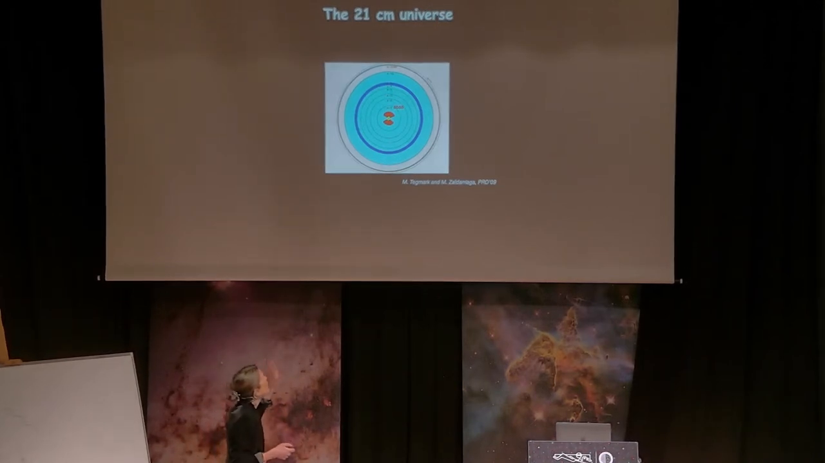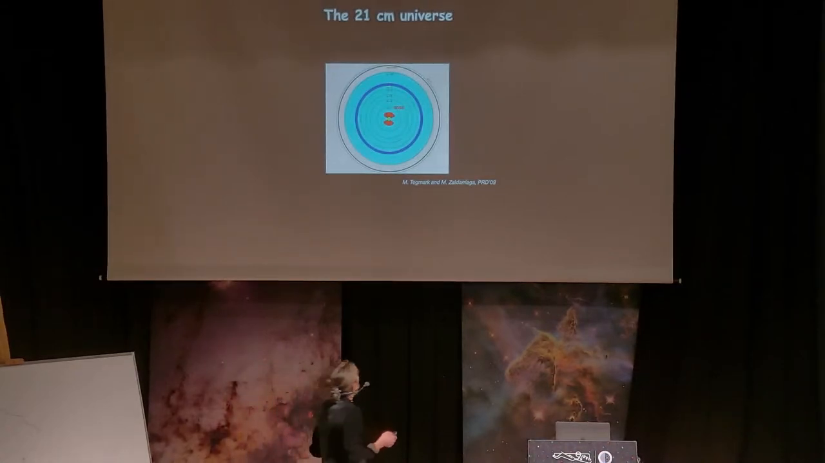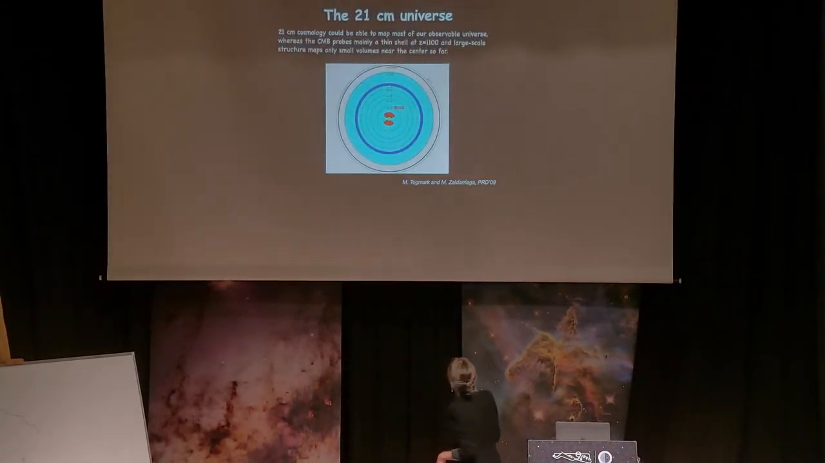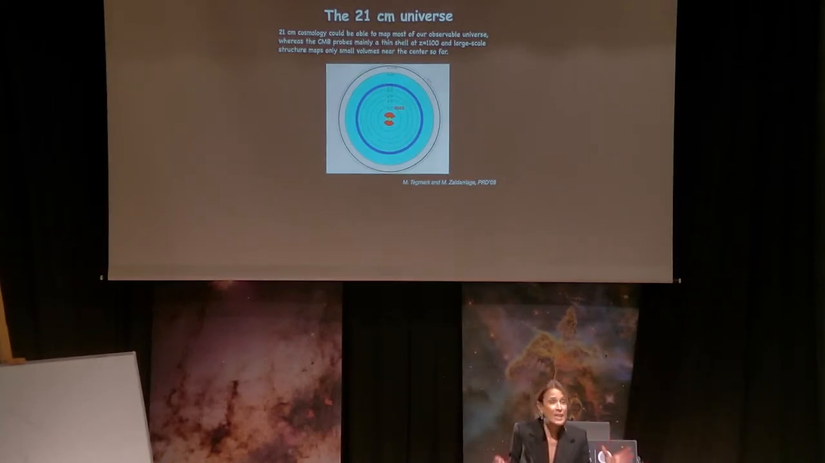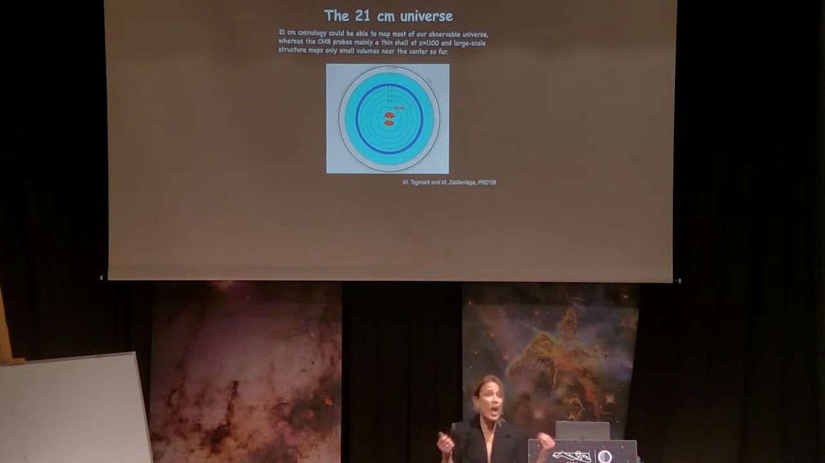So we should go to the 21 centimeter universe, to look at the 21 centimeter line. So here I show you, well, this plot is a bit unfair, because this plot is SDSS, from I don't know how many years ago. We have reached now up to z equal 2, okay? 21 centimeter cosmology is able to map most of the universe, because it relies on hydrogen. Hydrogen is the most abundant element in our universe, right?